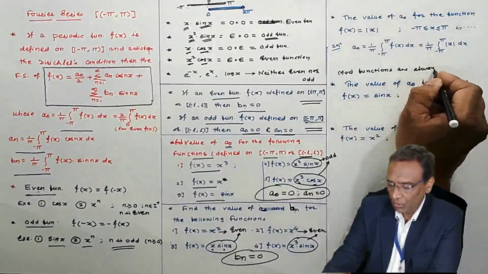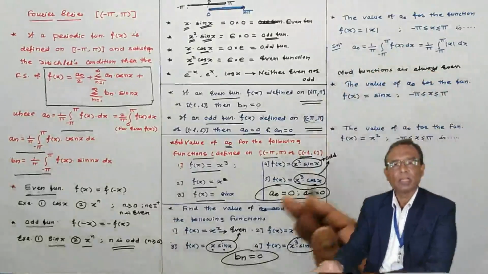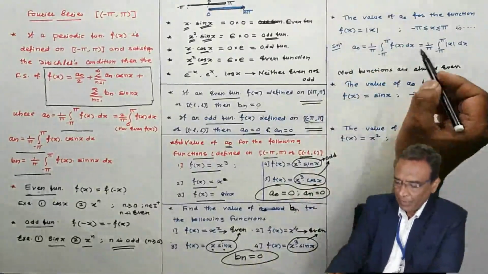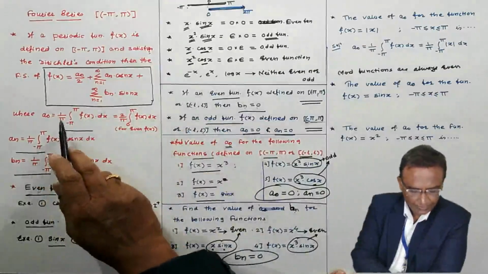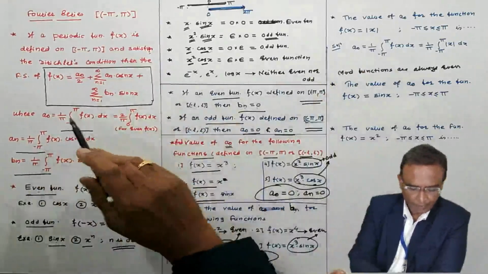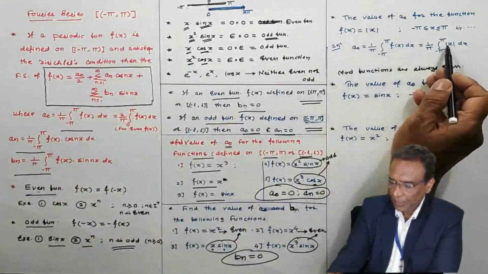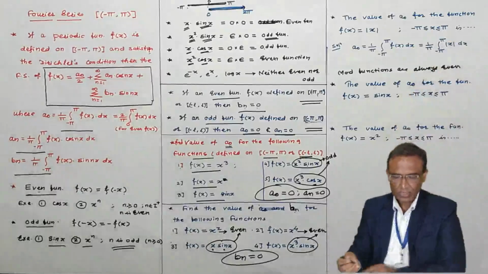Mod functions are always even. Either it is mod x, or mod sin x, or mod of x cube, like that. For the a0 formula, this formula I am writing, the value of mod f(x) is mod x, and this mod x is an even function.